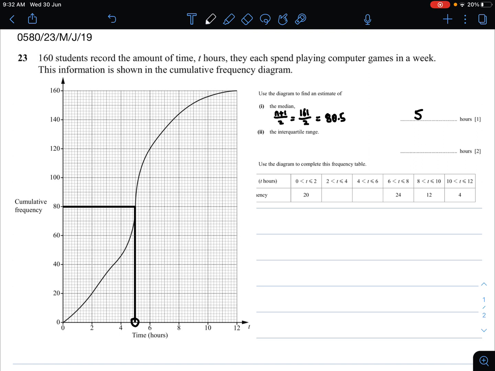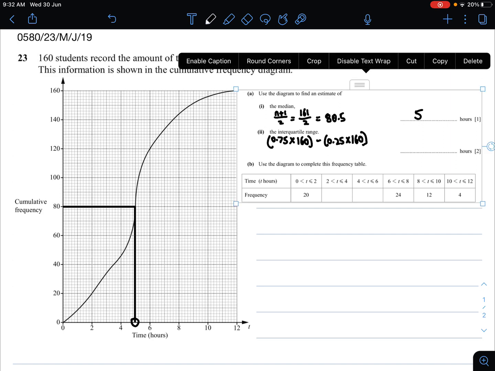Now let's move to part A2, the interquartile range. So the interquartile range is basically the third quartile minus the first quartile. The third quartile would be the 75th percentage of the cumulative frequency, so we can do 0.75 times 160. The first quartile would be the 25th percentage of the cumulative frequency, so 0.25 multiplied by 160.